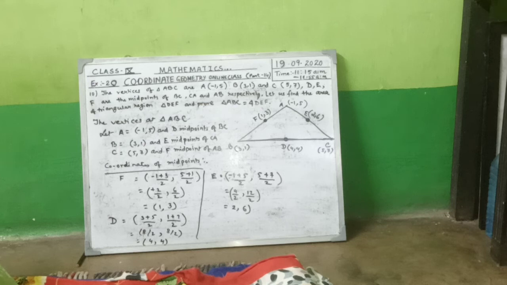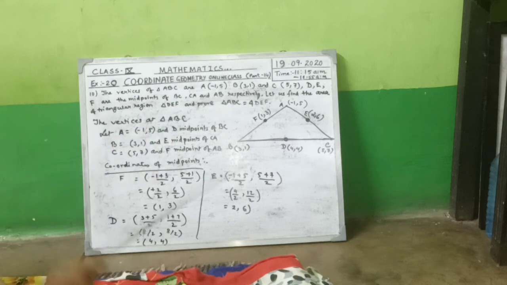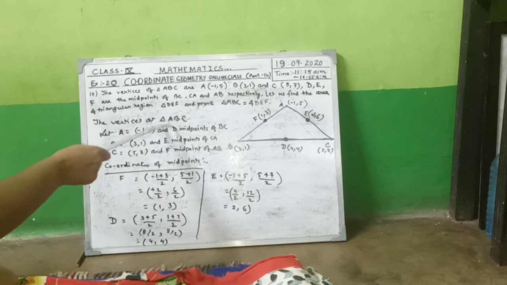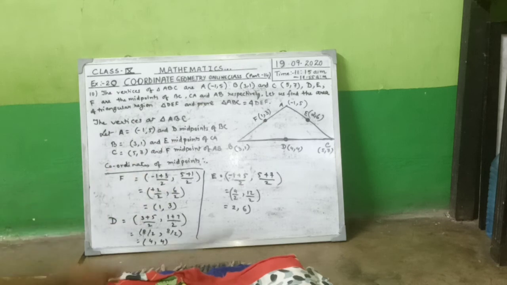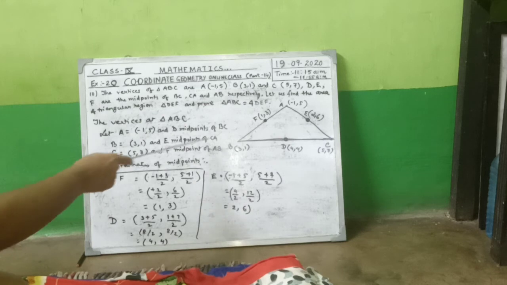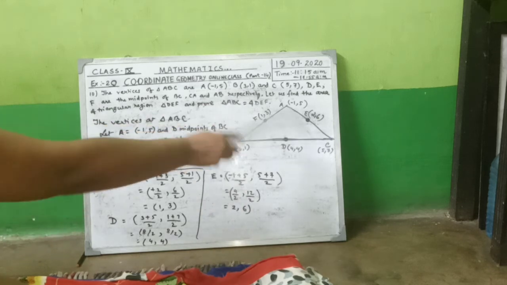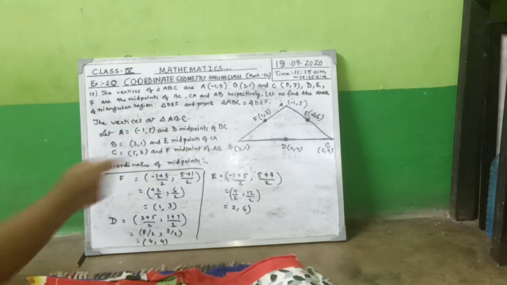Don't pressurize your mind. Just draw the triangle ABC with the coordinates: A is (minus 1, 5), B is (3, 1) and C is (5, 7). We are given what information? The vertices of the triangle ABC. Let A be (minus 1, 5), B be (3, 1), and C be (5, 7). D is the midpoint of BC, E is the midpoint of CA, and F is the midpoint of AB.